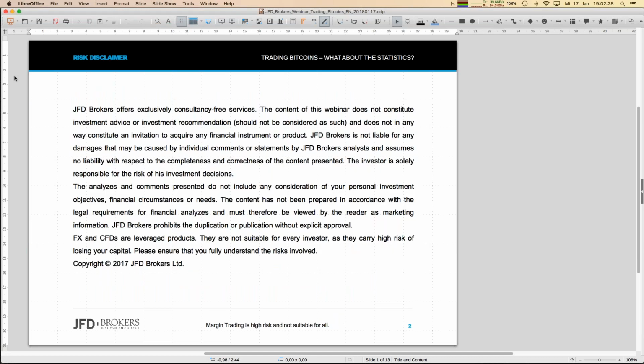But before really starting, I always have to show this kind of slide. Later we talk about trading strategies regarding Bitcoins. And of course, the rule is always the same. If you trade, you always trade on your own, and that's mentioned here in the risk disclaimer, but I think everybody knows about that.